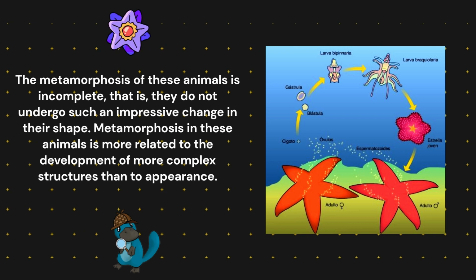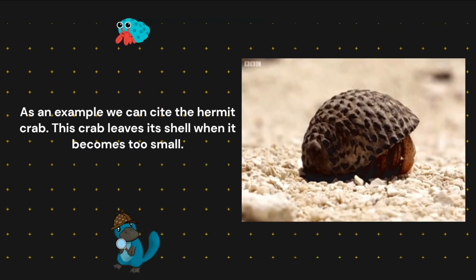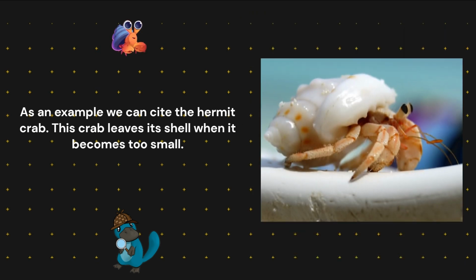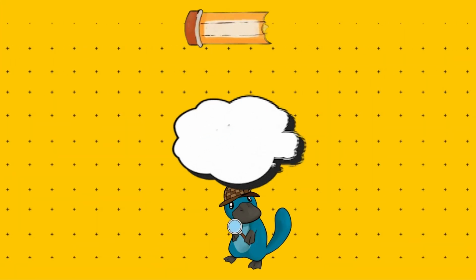Mollusks and crustaceans. The metamorphosis of these animals is incomplete, that is, they do not undergo such an impressive change in their shape. Metamorphosis in these animals is more related to the development of more complex structures than to appearance. As an example, we can cite the hermit crab. This crab leaves its shell when it becomes too small.